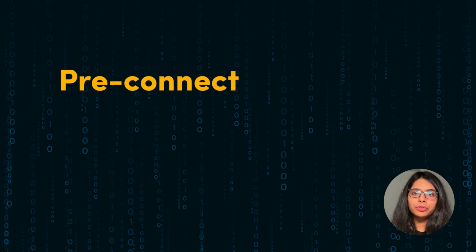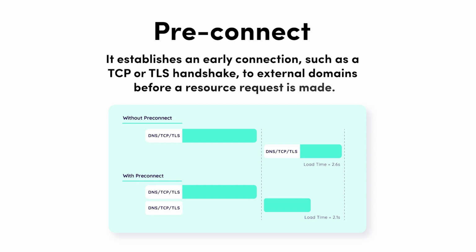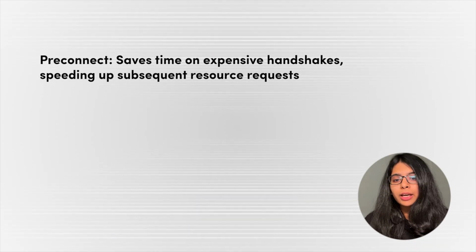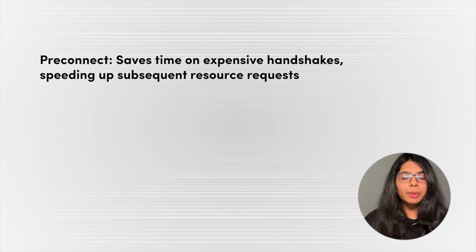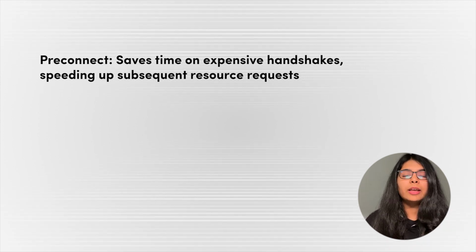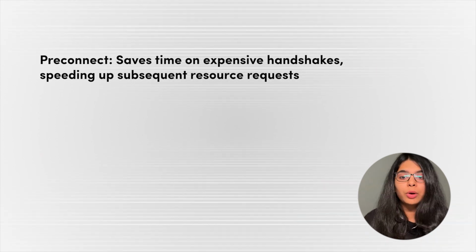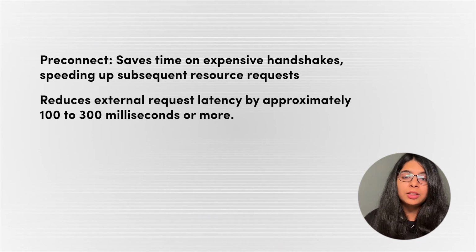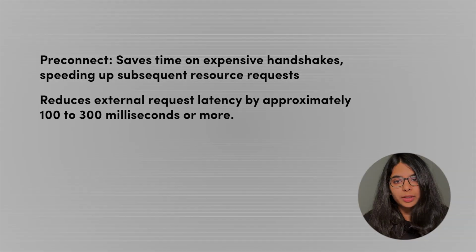Next resource optimization we have is preconnect. Now, what does preconnect do? It basically establishes an early connection, that could be a TCP handshake or a TLS handshake, to external domains before a request is made for a resource. And how does this improve performance? This saves time on expensive handshakes, speeding up subsequent resource requests, for example, loading up fonts from a CDN, and it cuts down nearly 100 to 300 milliseconds or more on external requests.